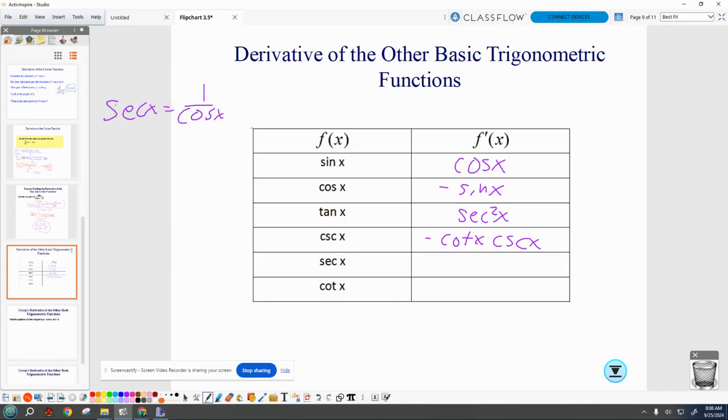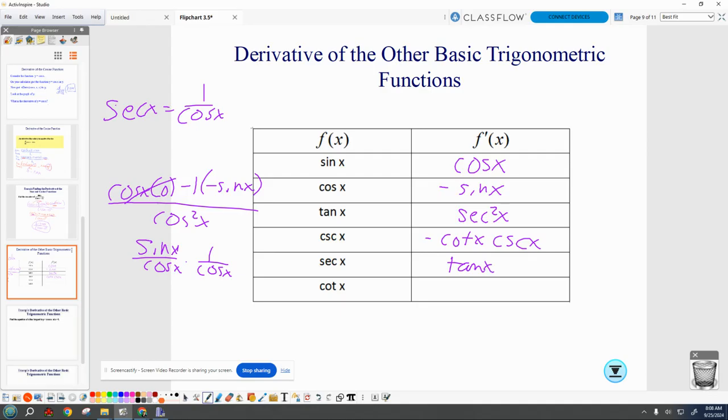Secant is 1 over cosine. Bottom times the derivative of the top minus the top times the derivative of the bottom over the bottom squared. That goes away. I have sine over cosine times cosine. Oops, sorry, I'm doing secant. Some of you might see a pattern, some of you might not.